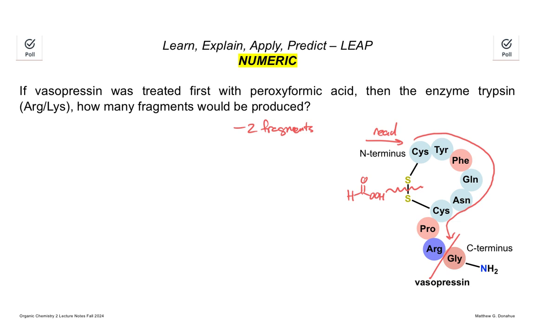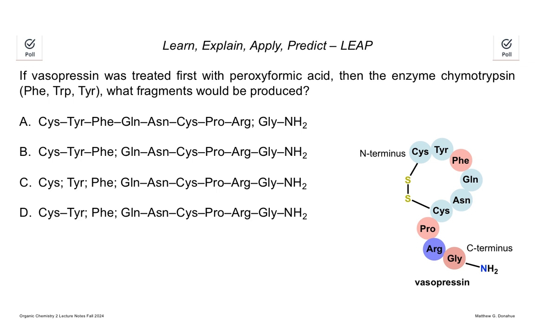So, as we wind up this semester, I'm going to use that term read, like you're reading it, but also the enzyme trypsin is also reading it in a sense, because it's specific for those amino acids. So as that sequence goes through the enzyme, it's sensing or reading, and it says, okay, here's an arg, now I'm going to cleave. So if vasopressin was first treated with peroxyformic acid, we cleave there.